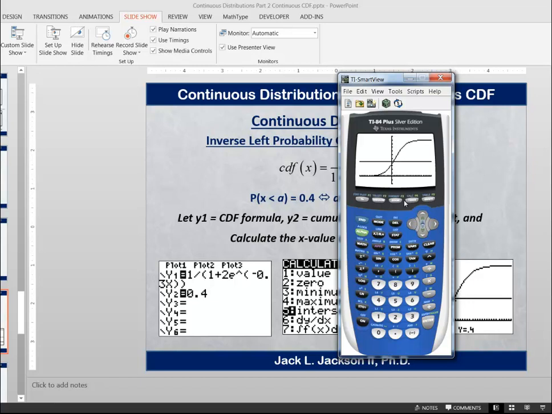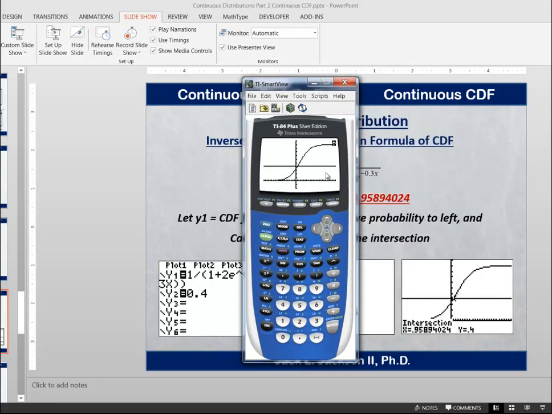So calc is second trace. So second, and then the trace button will be calc, and it's number 5 intersect. So I'm just going to hit the 5 button. Now when you do a calc intersect, you have to identify which two curves. Now if you only have two curves up here, it's real easy. Just hit enter and enter again.